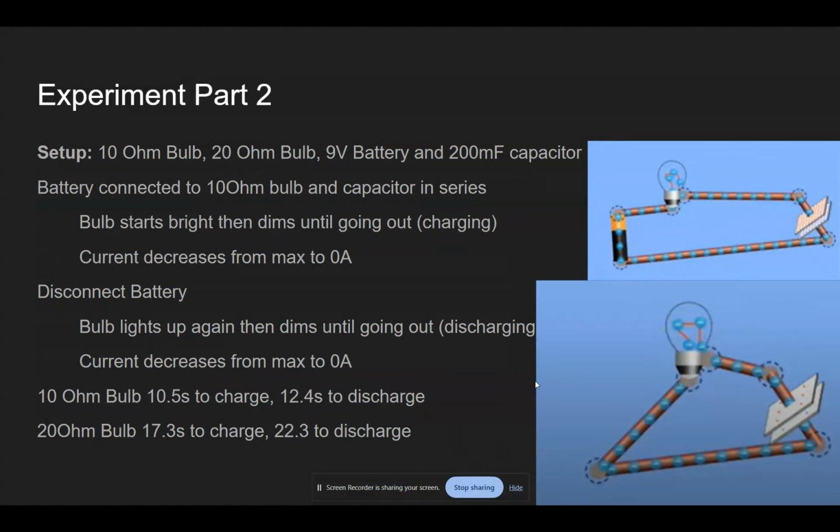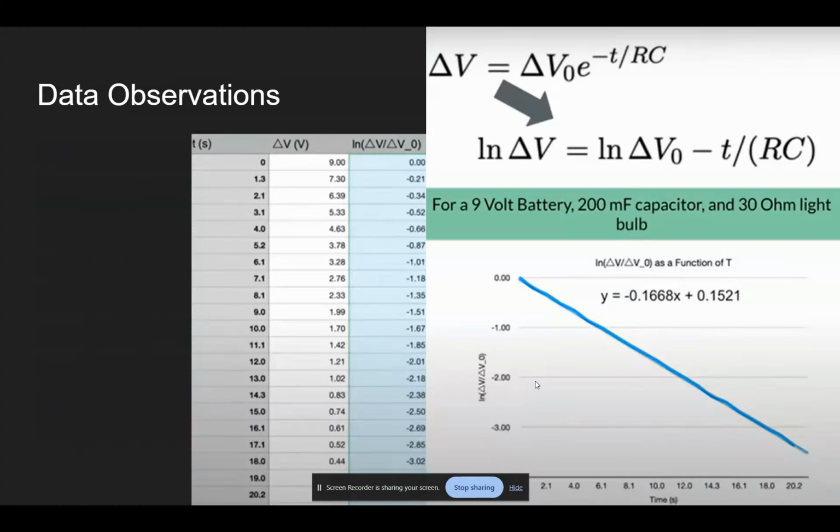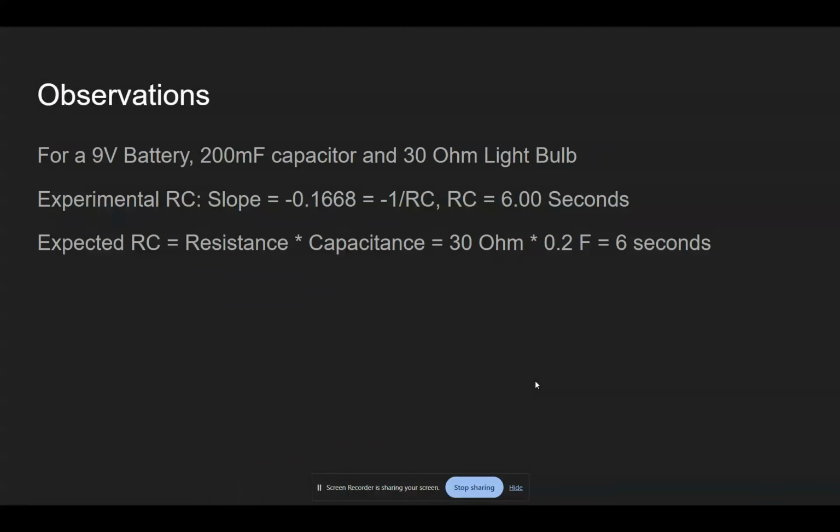For the 10 ohm bulb, it was 11 seconds to charge, 12 to discharge. For the 20 ohm bulb, 17 seconds to charge, 22.3 to discharge. If you want to take a look at the data observations, just pause it and you can look at the data chart and data table in the graph. The main observations are for a 9 volt battery, 200 millifarad capacitor, and 30 ohm light bulb. For the slope, we got negative 0.1668 in the experimental setup, and that would give us 6 seconds. The expected RC was also 6 seconds.